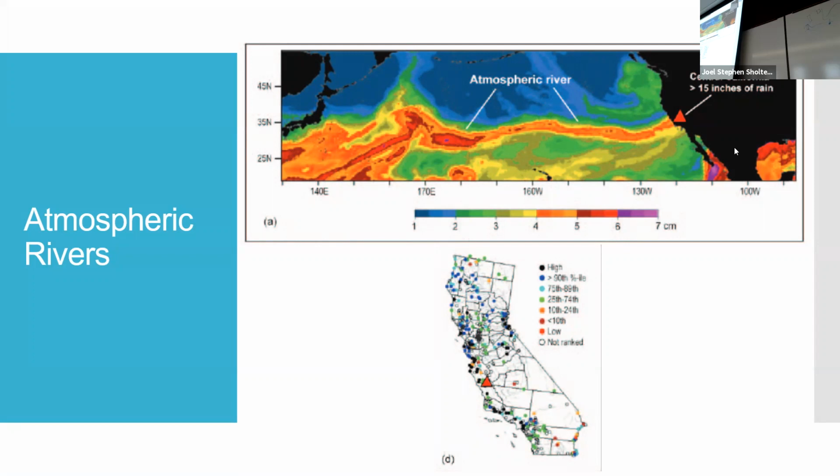There's another kind of thing that happens, on an intercontinental scale, called atmospheric rivers. Now what we're looking at is precipitable moisture in the atmosphere from satellite data.